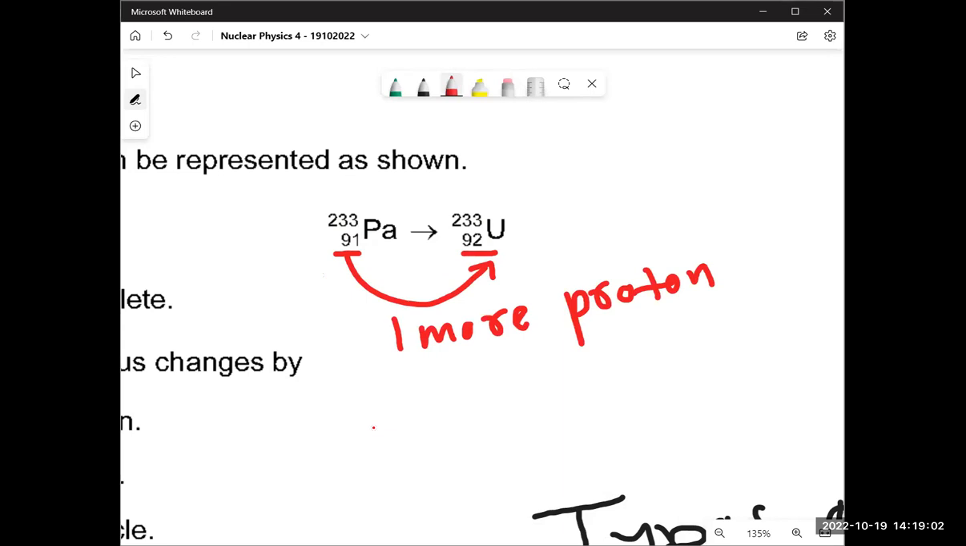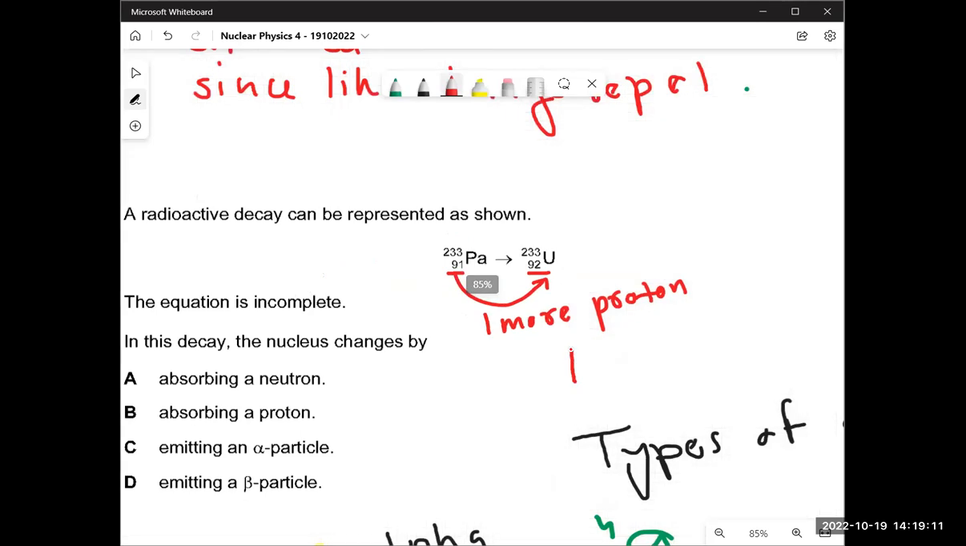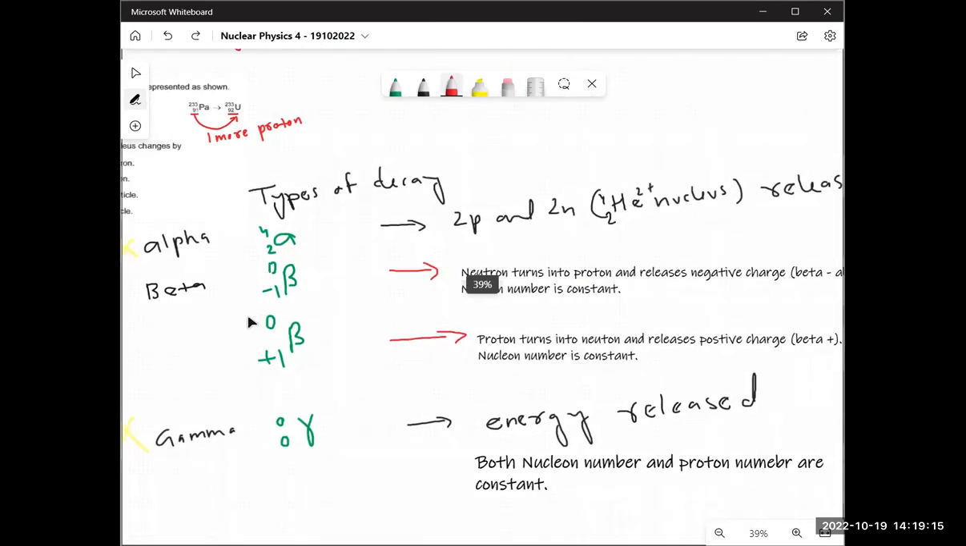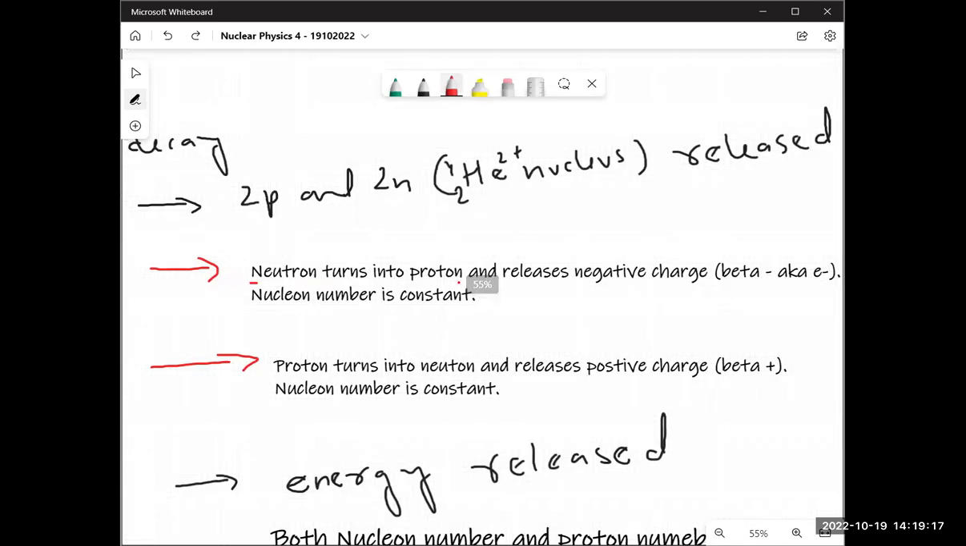How many protons are we getting extra? Mic's on. How many protons are we getting extra? 1.